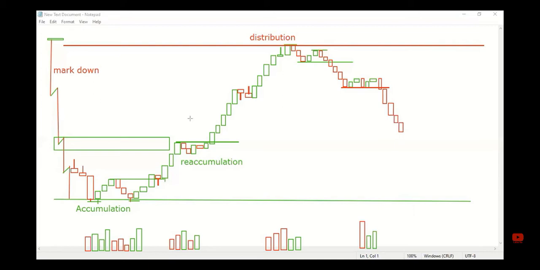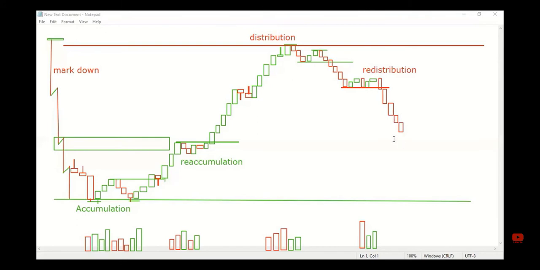So now, if this type of situation happens, this area is called the redistribution. Okay. So the term is redistribution. So this area is the redistribution area.